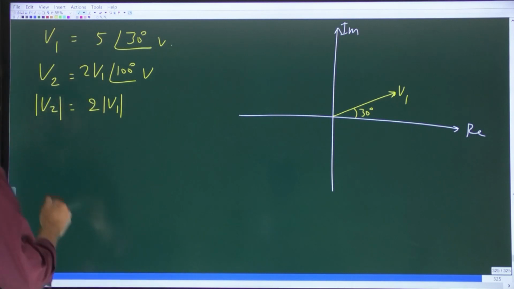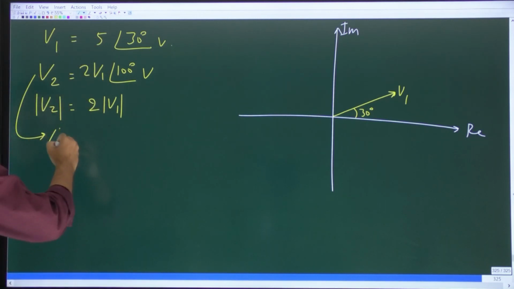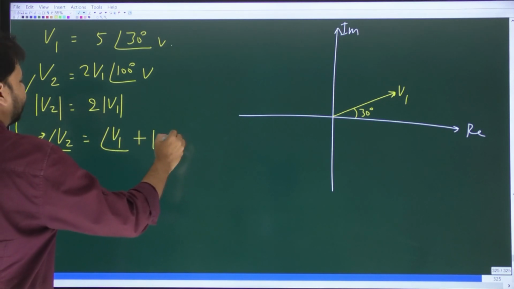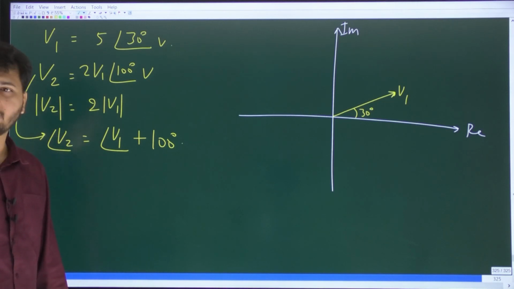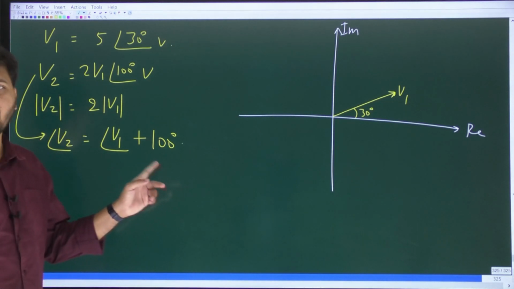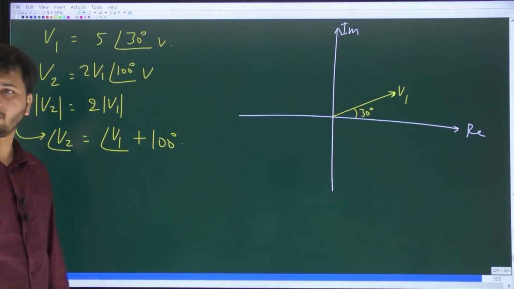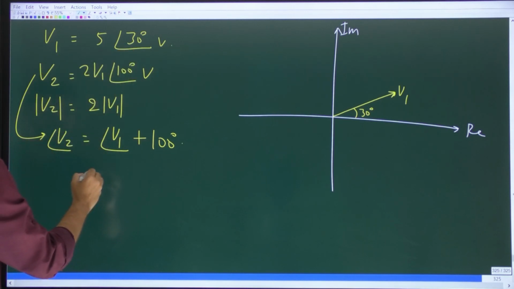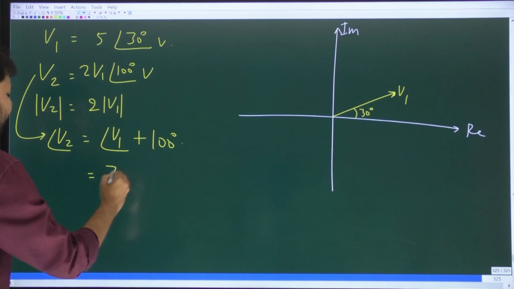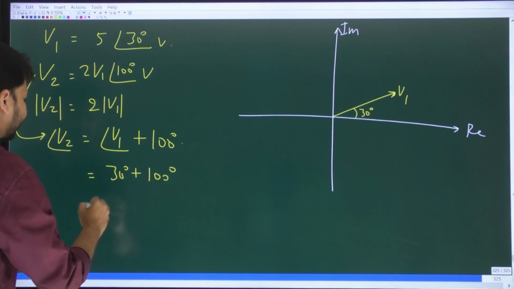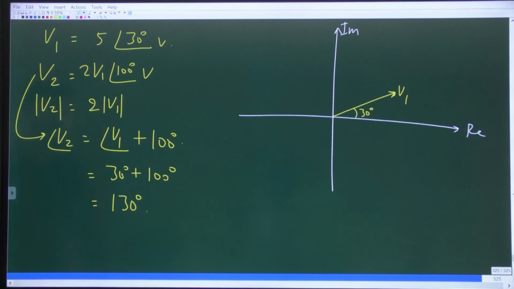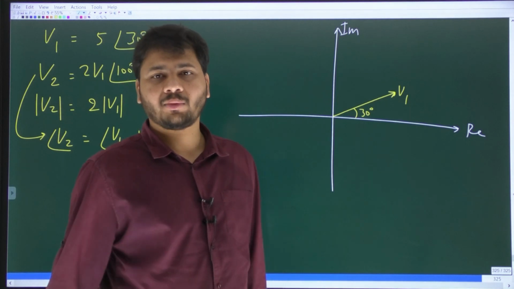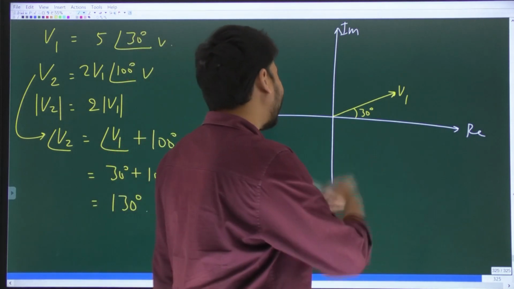Then what about the angle? From here, we can write angle of V2 is equal to angle of V1 plus 100 degrees. Do you agree with that? You understood? So what is the angle of V1? Already V1 is 5 angle 30 degrees. So angle of V1 is 30 degrees. 30 degrees plus 100 degrees is 130 degrees. So the angle of the new phasor voltage V2 is 130 degrees.